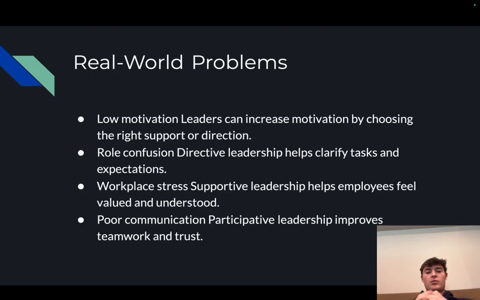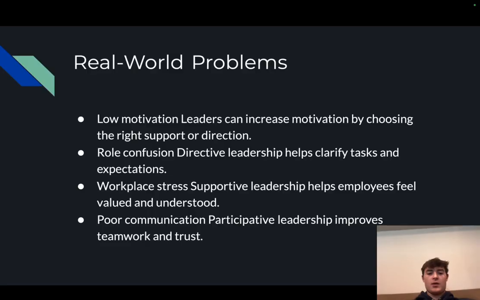Coming to some real world problems, low motivation: leaders can increase motivation by choosing the right support or direction. Going back to those 4 leadership styles, it all really kind of depends on what role you are in job-wise.